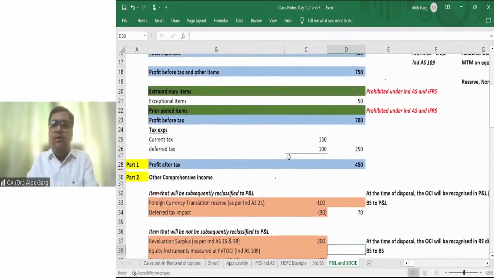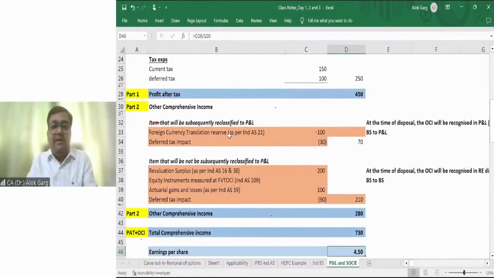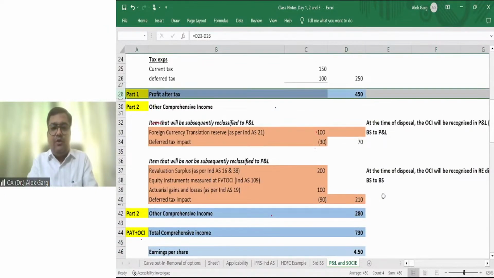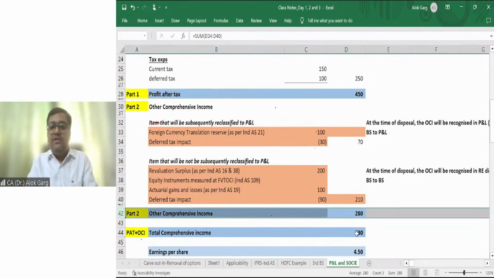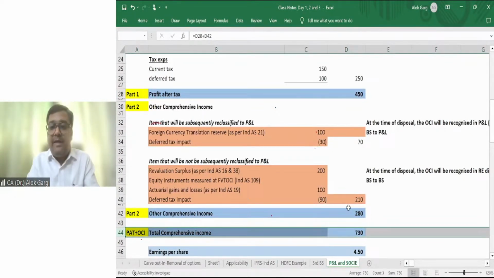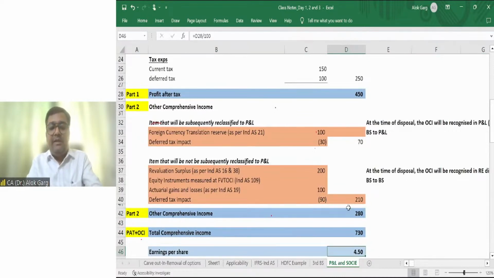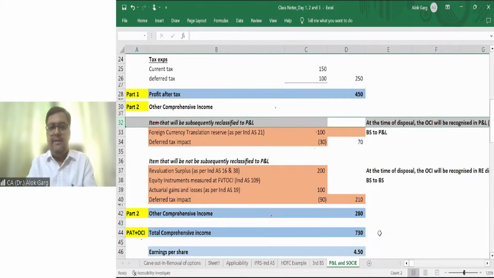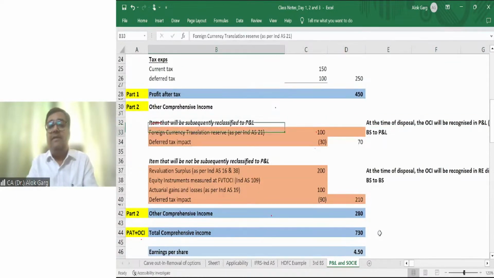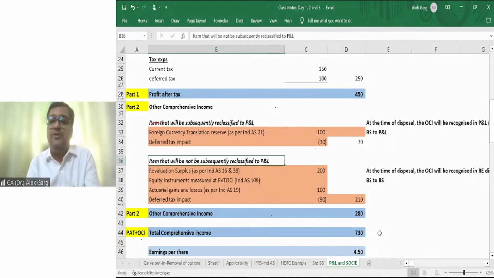Is that clear? Now, Shruti was asking, sir, what is total comprehensive income? So profit after tax plus the total of other comprehensive income is known as total comprehensive income, right? So friends, earning per share needs to be calculated only on profit after tax, not on the total comprehensive income. Is that clear? So this is a new term which is known as total comprehensive income and other comprehensive income. Now this other comprehensive income has 2 parts, right? Items that will be subsequently reclassified to P&L, items that will not be subsequently reclassified to P&L.